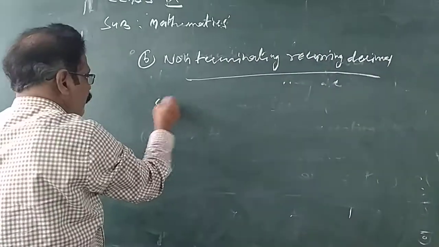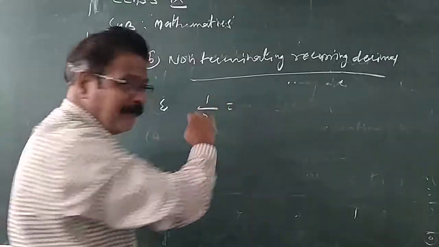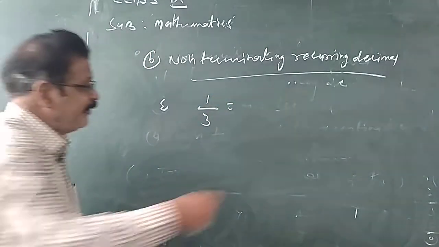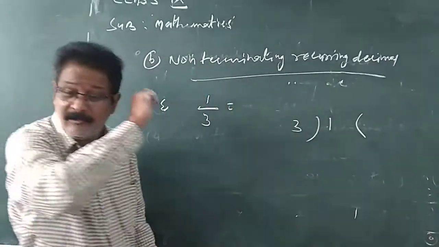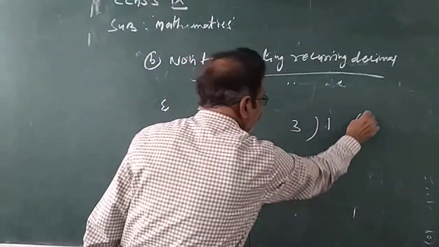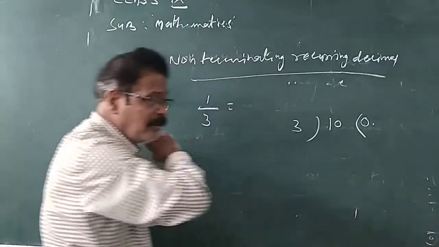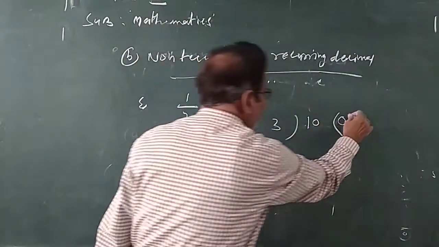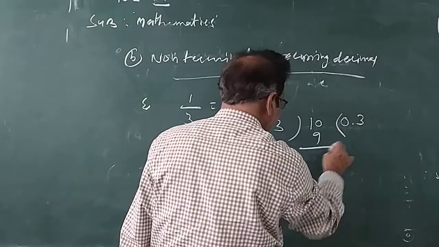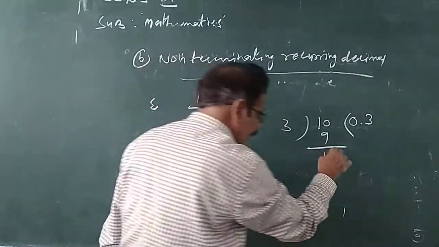Example: 1 by 3. So 1 divided by 3. I will show by doing division. Does 3 go in 1? No, it doesn't. Then what will we do? Put 0 point, bring down 0. Now the 1 becomes 10. How many times does 3 go in 10? 3 times. 3 threes are 9. 10 minus 9 is 1. Again 0.